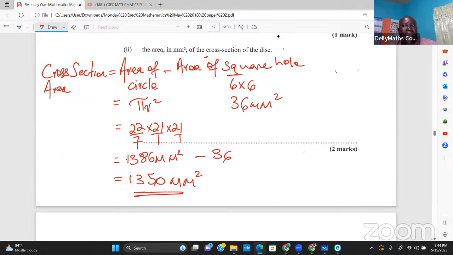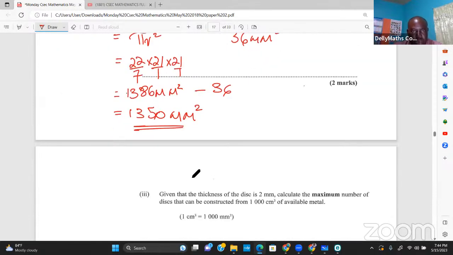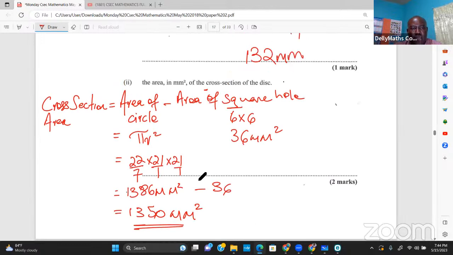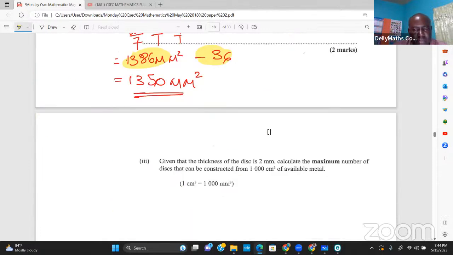So that is the area of the cross-section. The disc that you're looking at, the entire flat surface, is that. All right? So to focus, we find the area of the circle, which is this. We found the area of the square hole, which is this. Then you subtract them, and we're looking at the area of the cross section. Right? So you find them, you put it together. All right, let's go to what the next question wants.